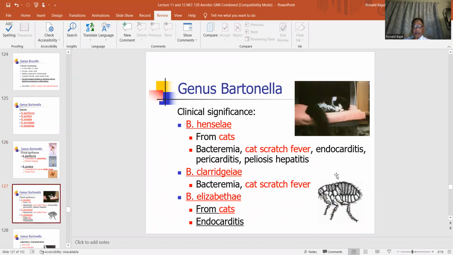Bartonella henselae, you get that from cats. This is another one that will cause cat scratch fever. But what I want you guys to know is that cat scratch fever is caused by Bartonella henselae. Okay. Bartonella clarridgeiae can also cause cat scratch fever, and elizabethae you can also get from cats. So those 3 species of Bartonella you can get from cat scratches. Okay, henselae, clarridgeiae, and elizabethae, you get them from cats.